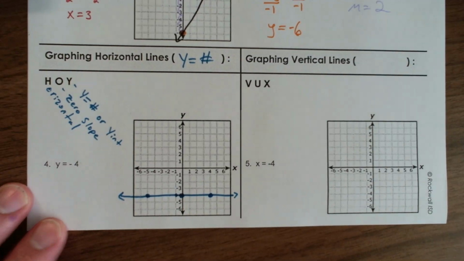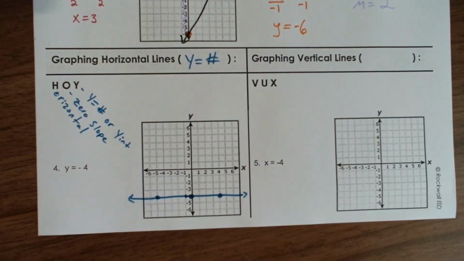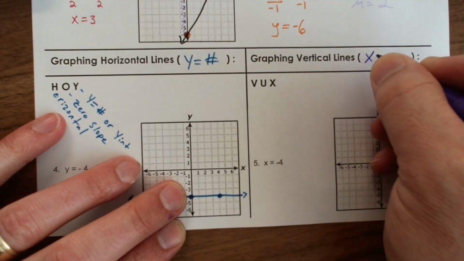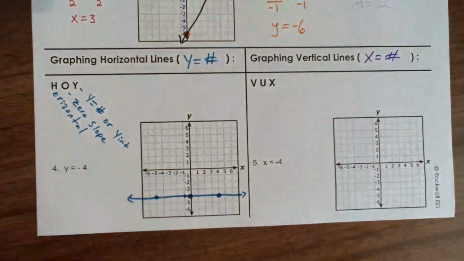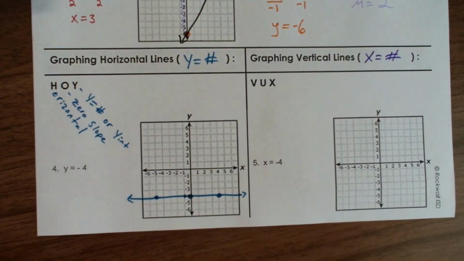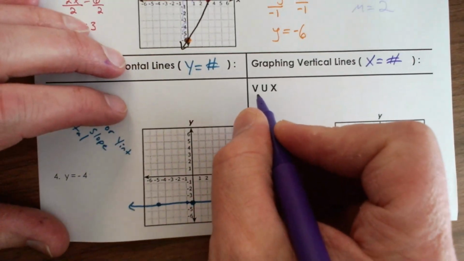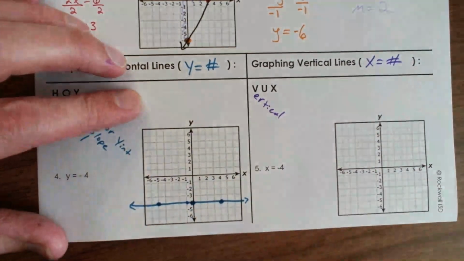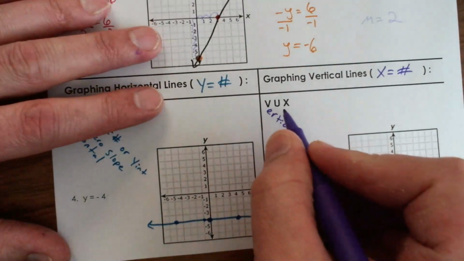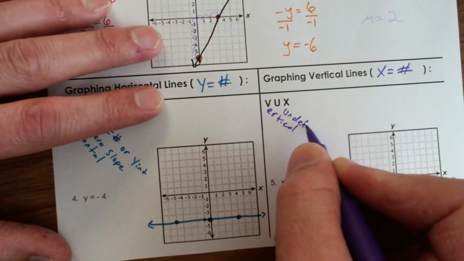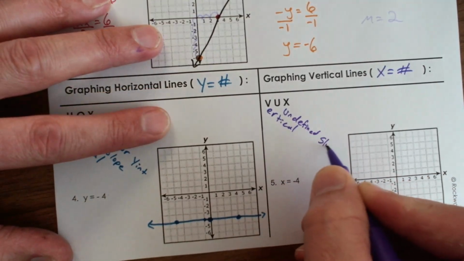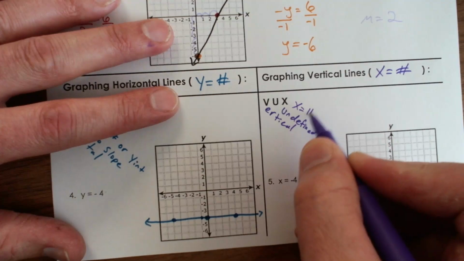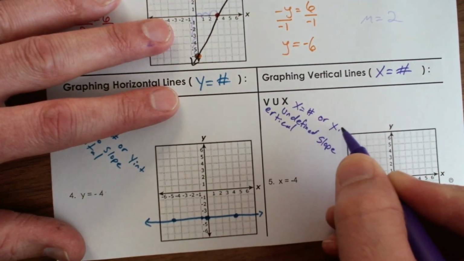Now, let's look at graphing vertical lines. If horizontal lines is y equals a number, vertical lines is going to be x equals a number. Okay? V stands for vertical. U stands for undefined slope because it's going up and down. And X stands for x equals a number, or x-intercept.